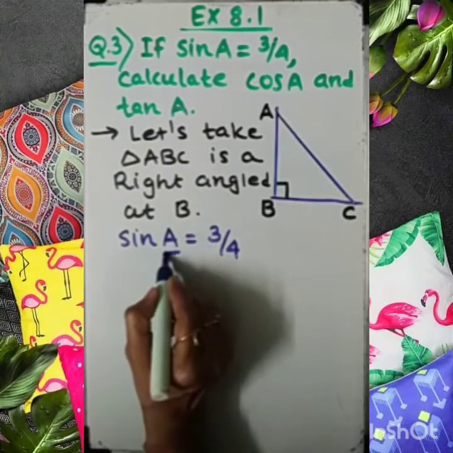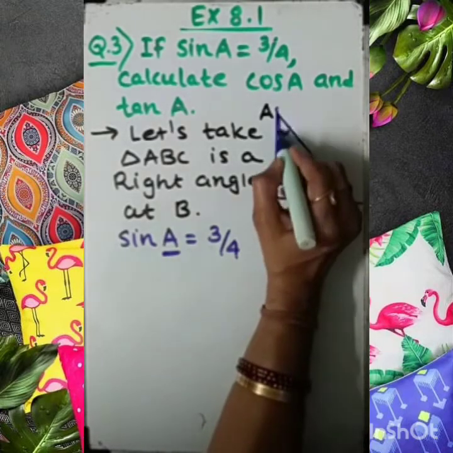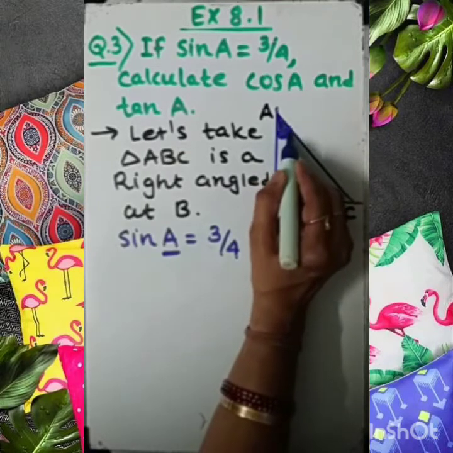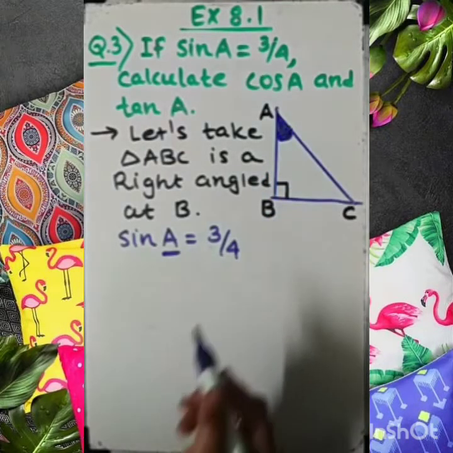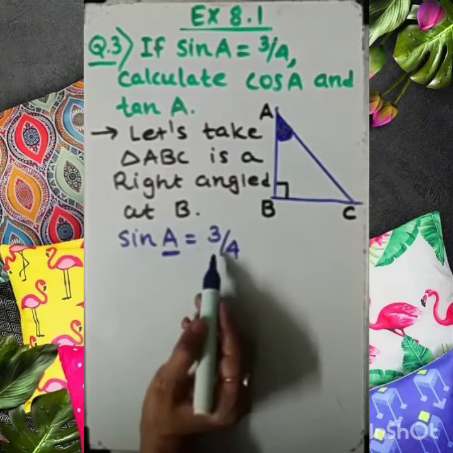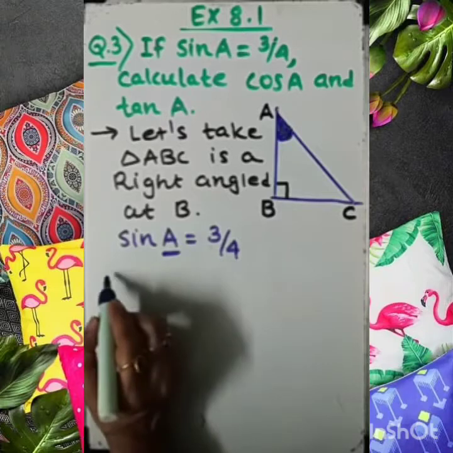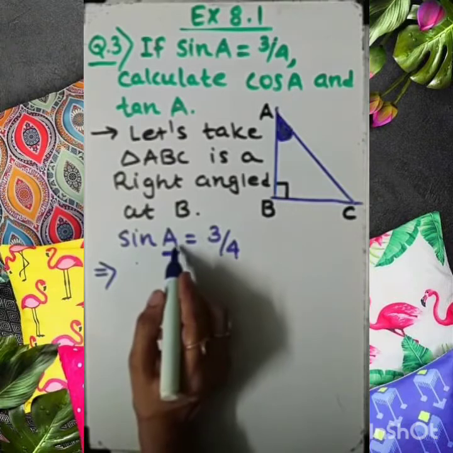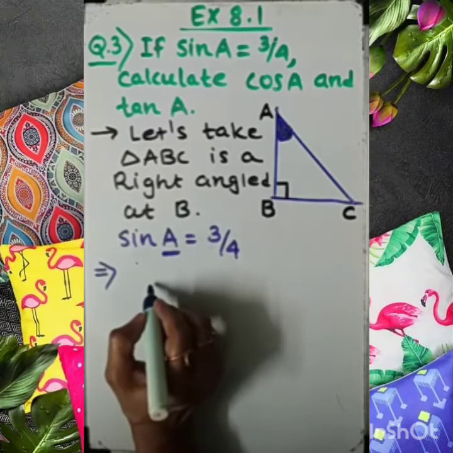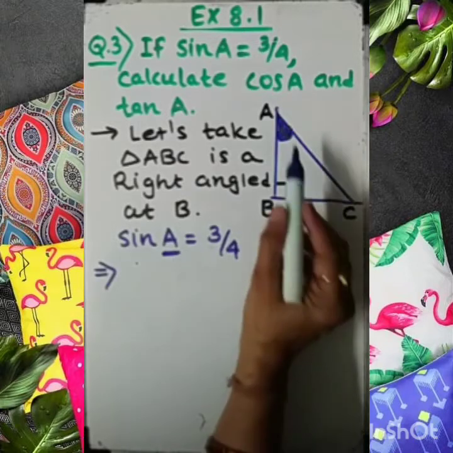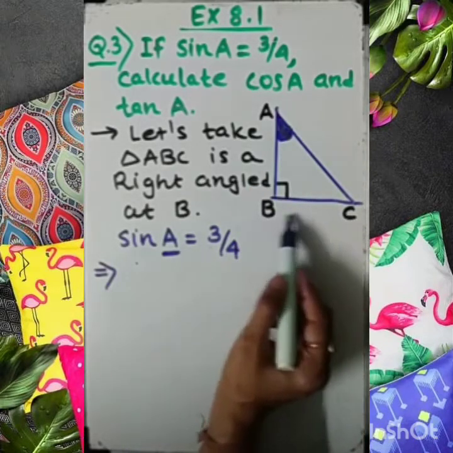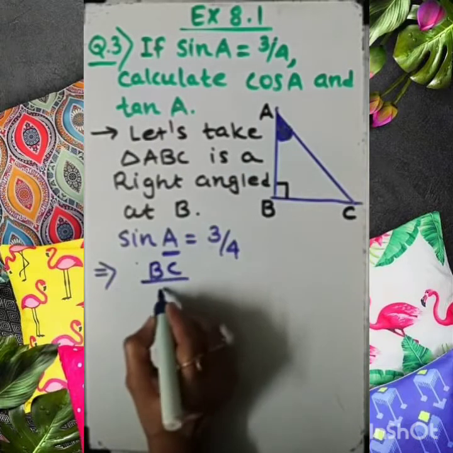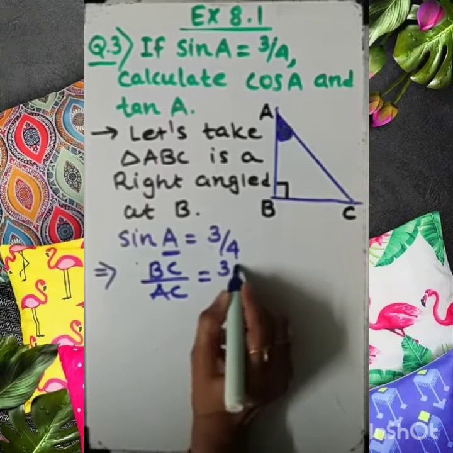We need to discuss angle A. My dear student, please put a dark mark here so that we consider this angle A only. Now, this is the given trigonometric ratio, 3 by 4. So, how do we simplify? Please keep this in mind. As we know, sin A means perpendicular upon hypotenuse. According to this, the perpendicular side will be BC and AC will be the hypotenuse. So I need to write BC upon AC equals 3 by 4.